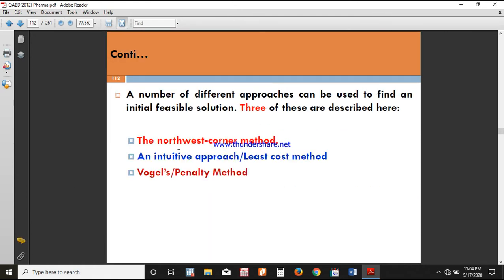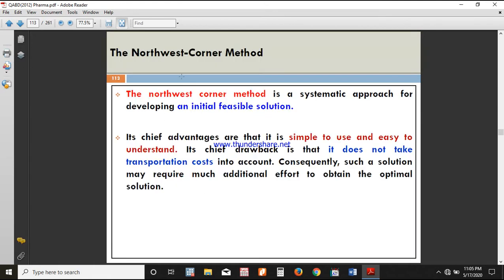There are basically 3 methods to find the solution set for this model. The first one is the northwest corner method. The second one is the intuitive approach or least cost method, and the third one is Vogel's or penalty method. When we come to the first, the northwest corner method, it is a systematic approach for developing an initial feasible solution. One of the advantages of the northwest corner method is that it is very easy and easily understandable.